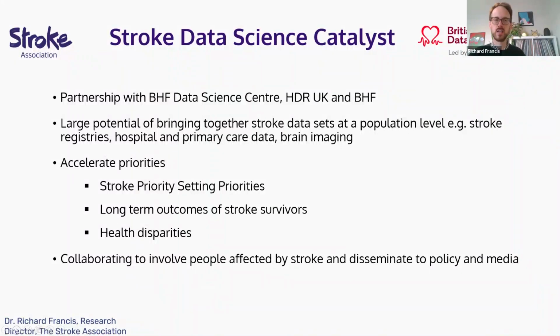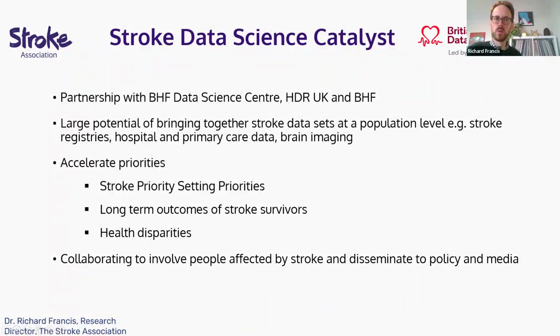This includes the Stroke Priority Setting Partnership, which I just mentioned, but also having a better understanding of long-term outcomes for stroke survivors and health disparities. So health inequalities is a really growing area of focus for the Stroke Association, and something we would like to see the understanding of and being addressed more going forward.